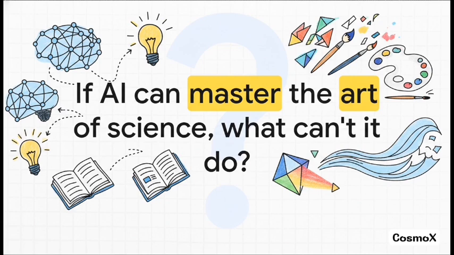For a while now, we've seen AI master the logic of science with things like large language models. But now, we're seeing it start to master the art of communicating science. And if AI can do that, what complex, creative, supposedly human task is really off the table?